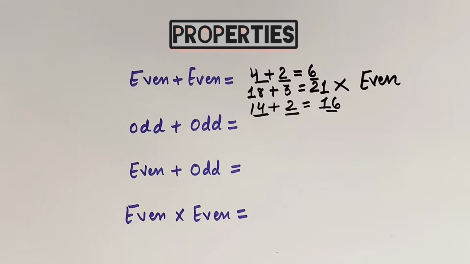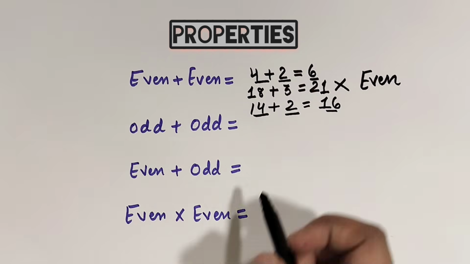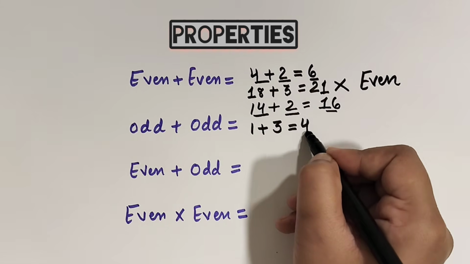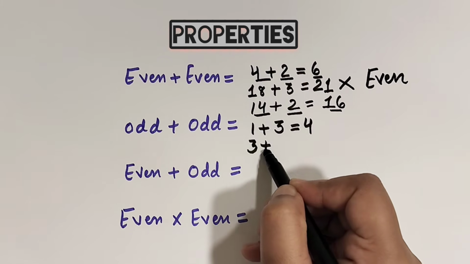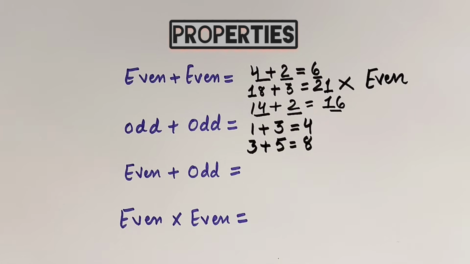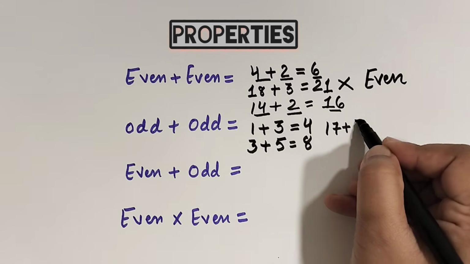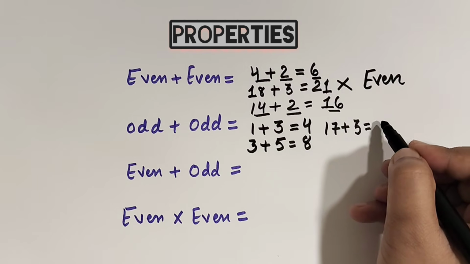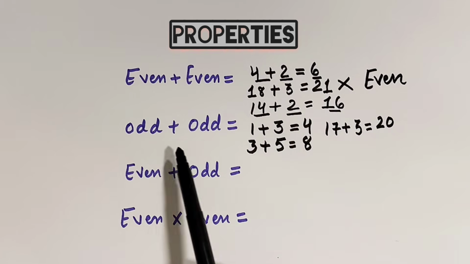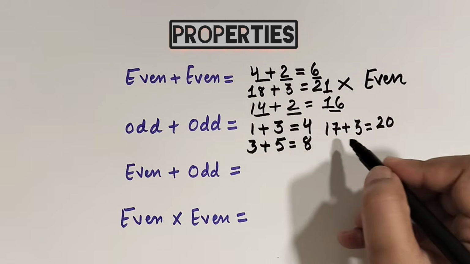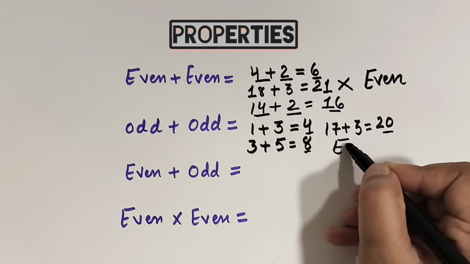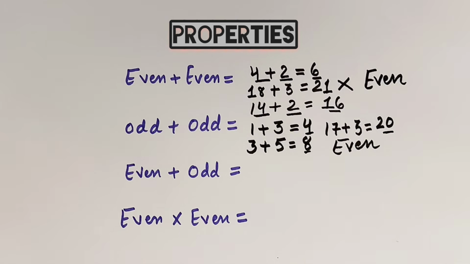Let's see the next one. What happens when we add odd into odd? So 1 plus 3 would be 4. 3 plus 5 would be 8. 17 plus 3 would be 20. So you can see that when we add odd number into an odd number, we get an even number. So the result of adding odd into odd is an even number.